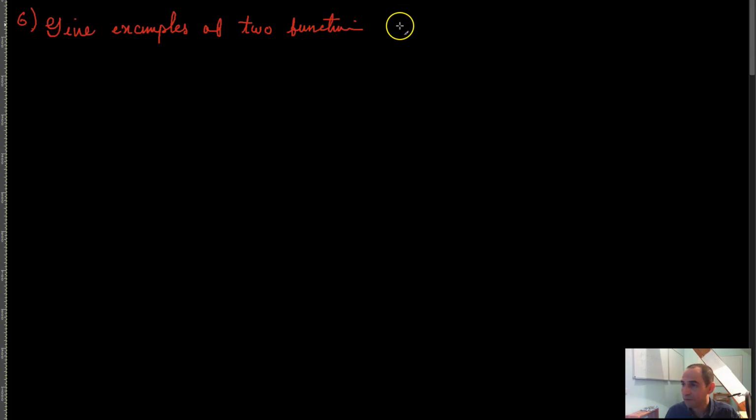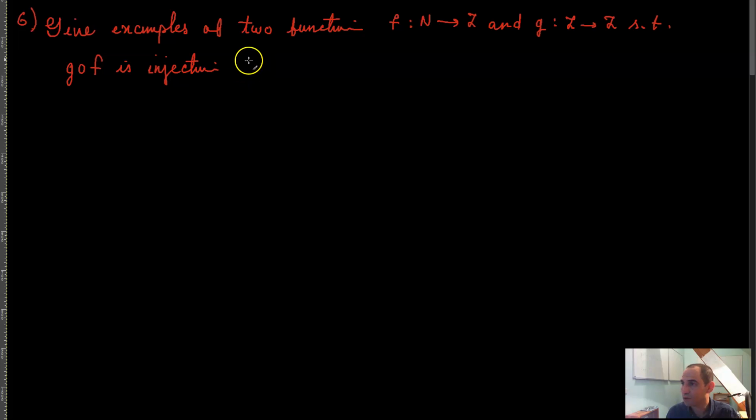You basically want to give examples of, this is question number 6, two functions: f as a function from N to Z, and g as a function from Z to Z, such that g∘f is injective, but g is not injective.